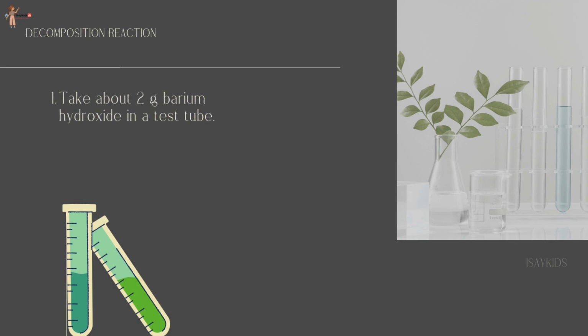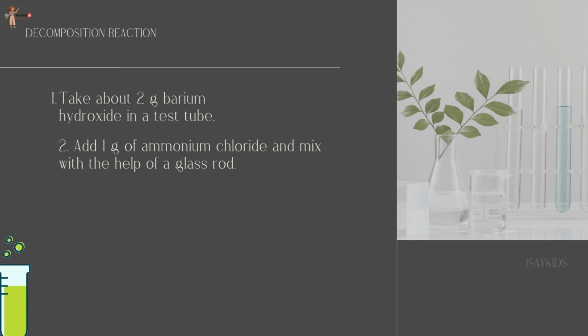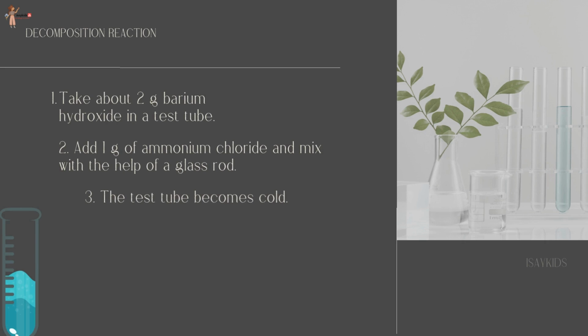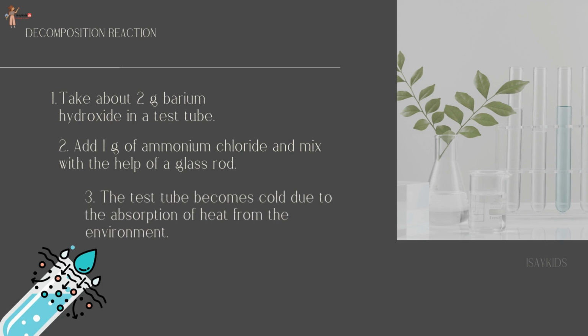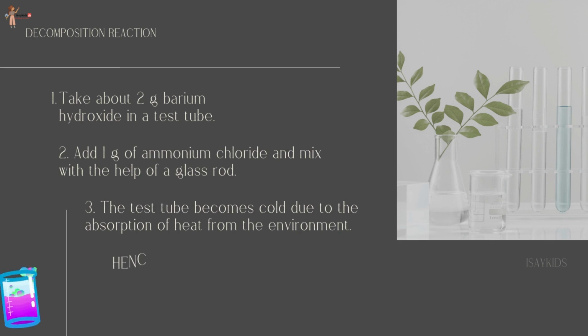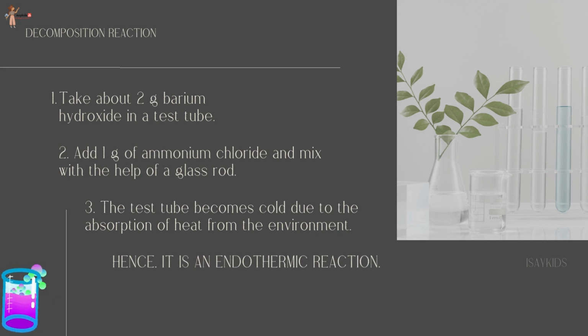Take about 2 gram barium hydroxide in a test tube. Add 1 gram of ammonium chloride and mix with the help of a glass rod. Now, if you touch the bottom of the test tube with your palm, you would feel that it is cold. It is due to the absorption of heat from the environment. Hence, it is an endothermic decomposition reaction.